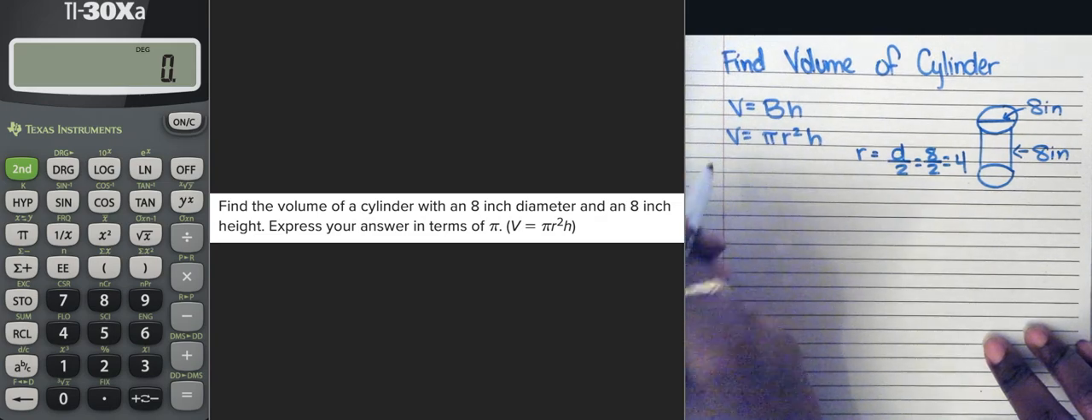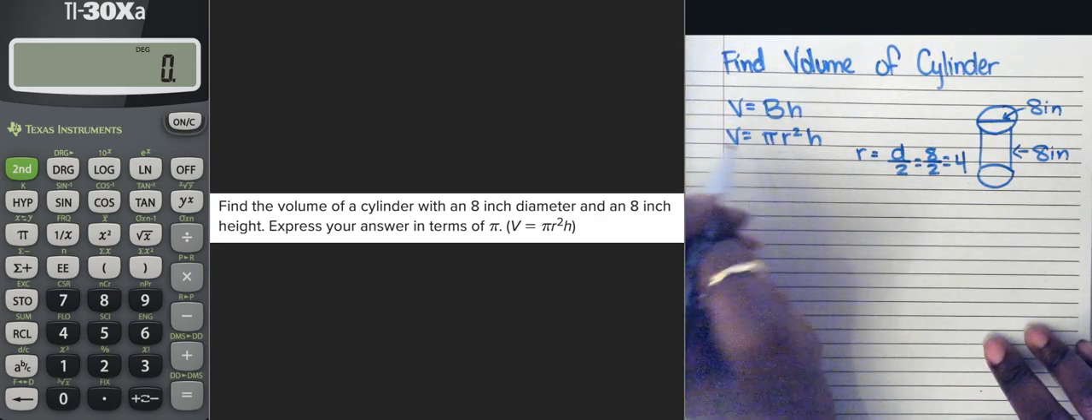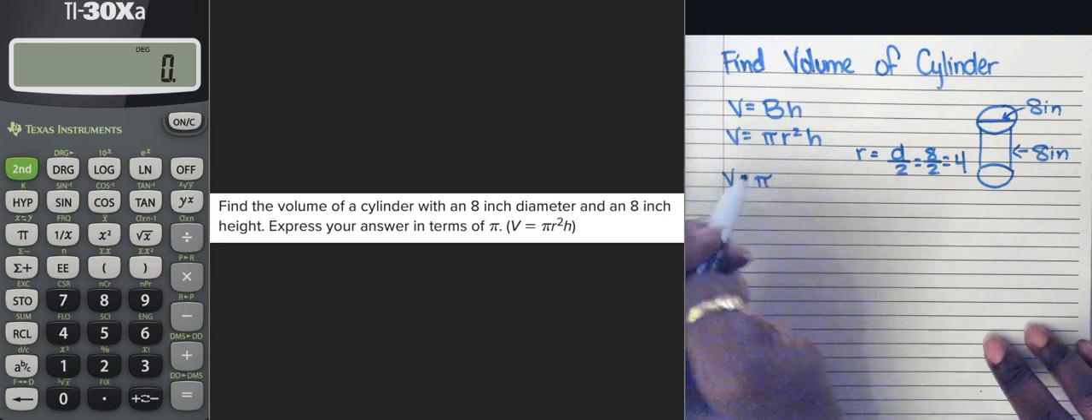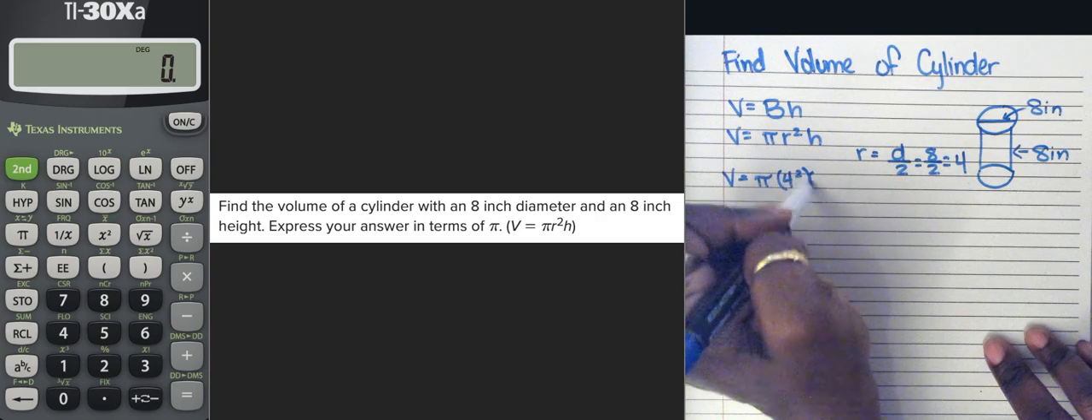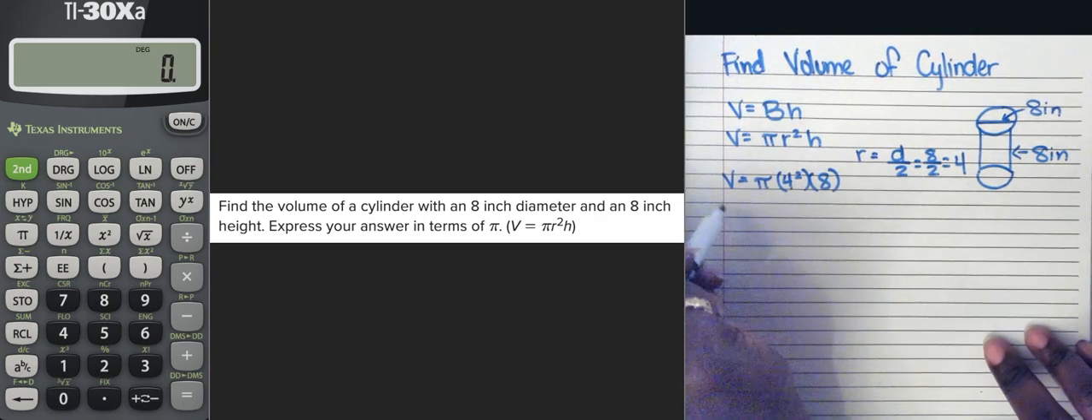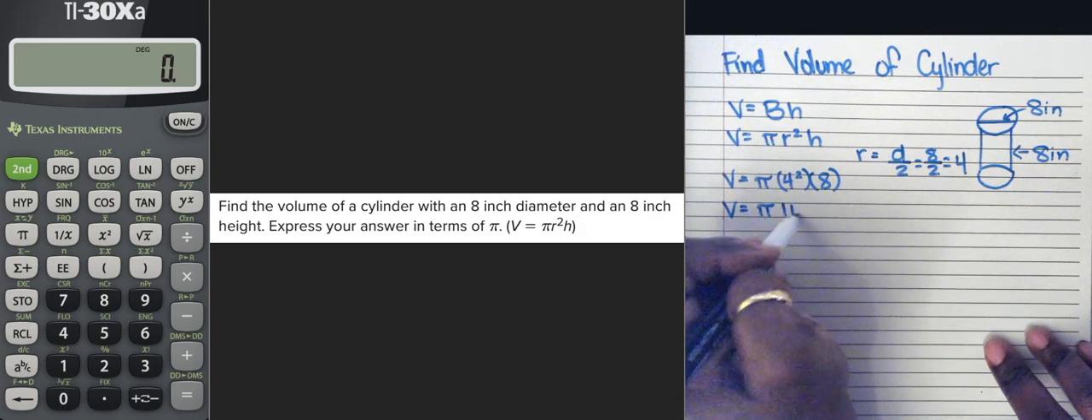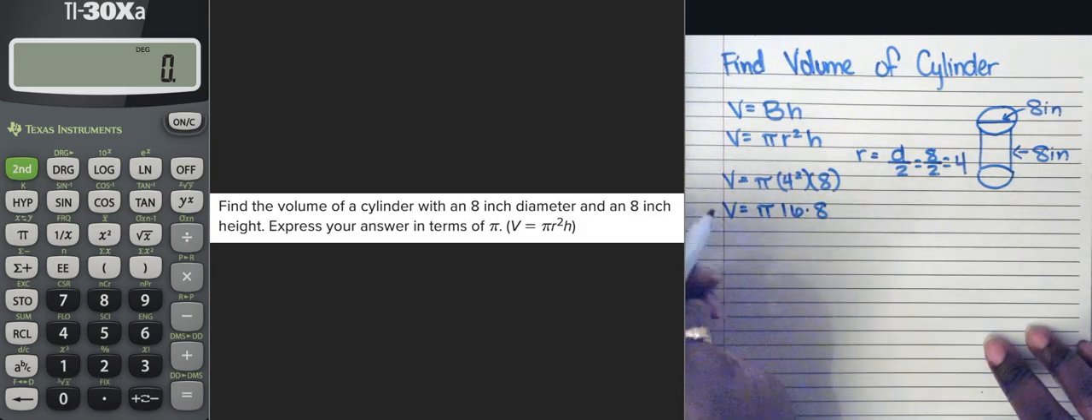So now we can solve for our answer here. We're going to leave our pi as pi. So we have pi times the radius. The radius is going to be 4 squared. And then we're going to multiply that by the height, which is 8. So what we end up with is our volume is going to be equal to pi times 16 times 8.